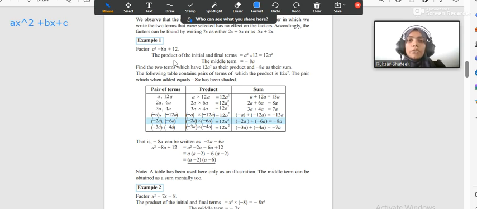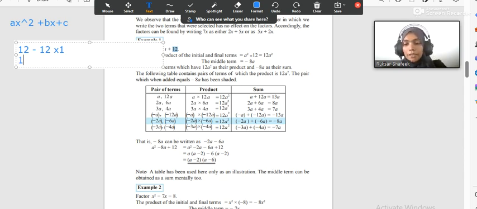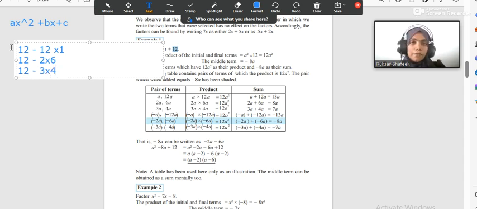Now we need to figure out, okay, what am I to do here? So you look at the number here, the 12, which is basically the C. You find the factors of C. So if I talk about 12, I can say that 12 times 1 is 12, and 2 times 6 is 12, and 3 times 4 is 12. So these are the factors of 12.